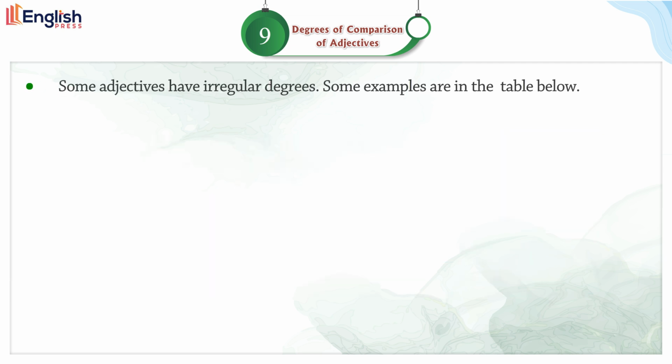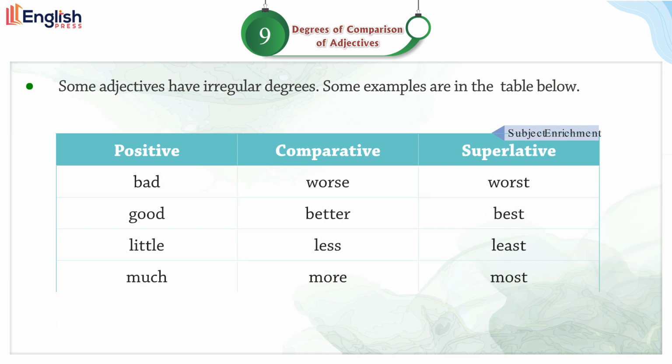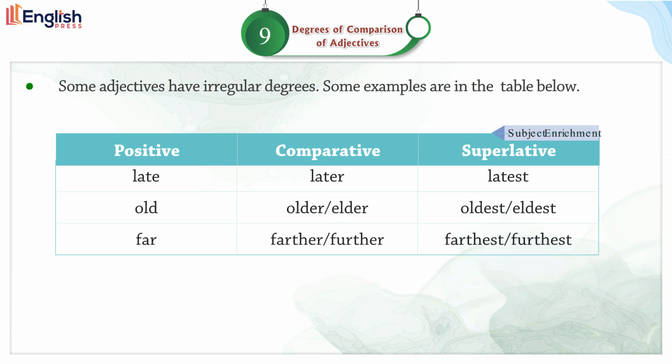Some adjectives have irregular degrees. Some examples are in the table below. Positive, comparative, superlative: bad, worse, worst. Good, better, best. Little, less, least. Much, more, most. Late, later, latest. Old, older or elder, oldest or eldest. Far, farther or further, farthest or furthest.